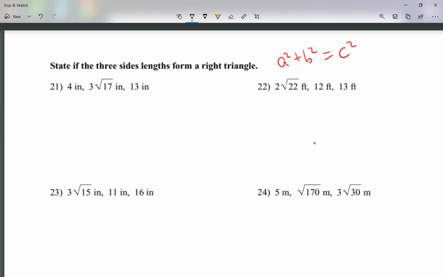Now we don't know which side is A, which side is B, and which side is C. So what I'm going to do is square the three sides given. I'm going to square them, and the biggest number is C squared.